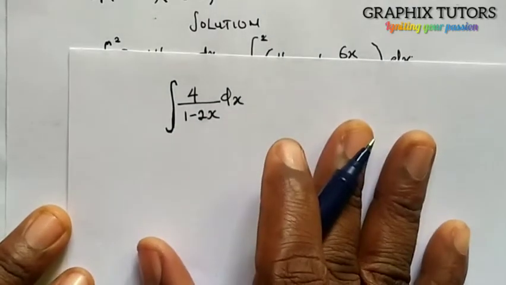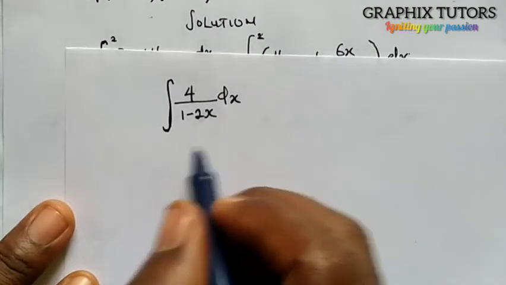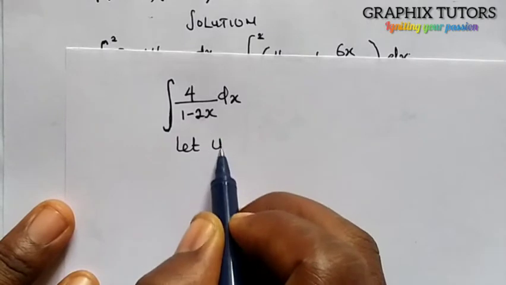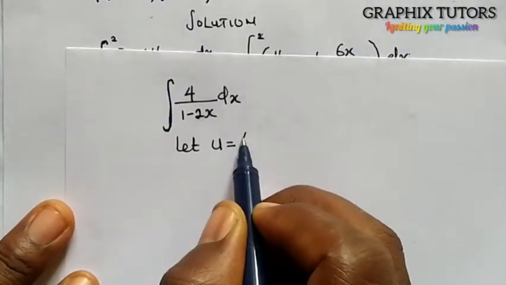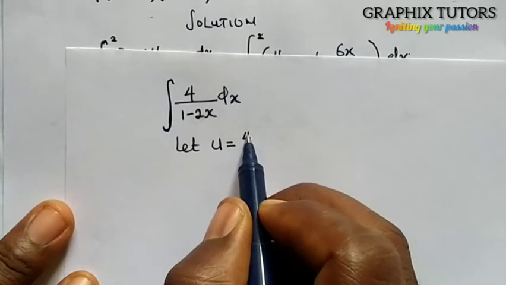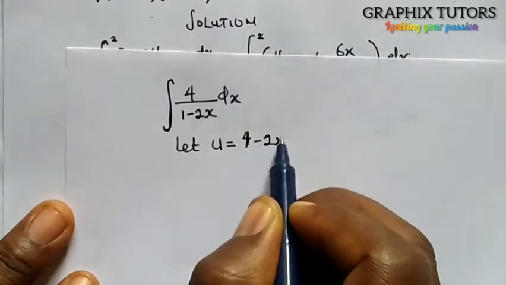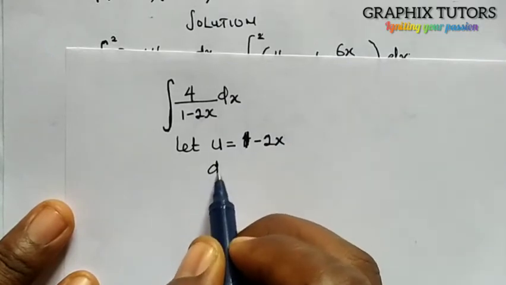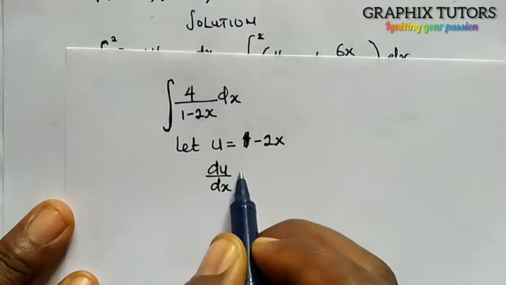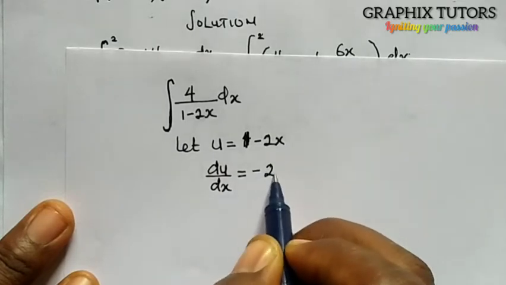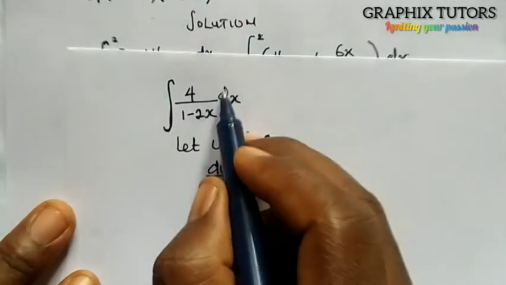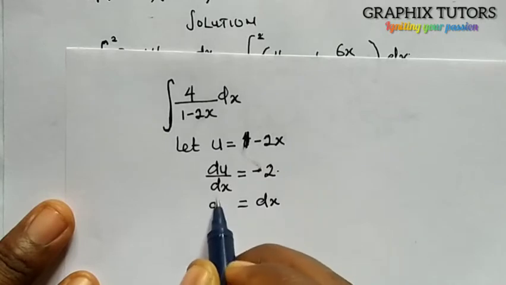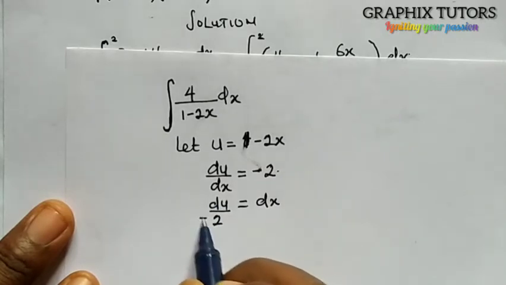You first of all say, let u be equal to 1 minus 2x. That is u. Now if you differentiate u, du over dx is equal to minus 2, right? So I'm looking for the dx. If I take the dx here, du here will be over 2, and there's a minus there.